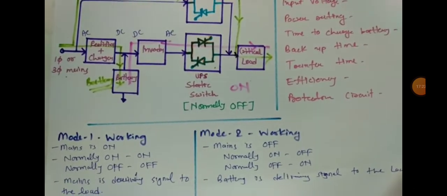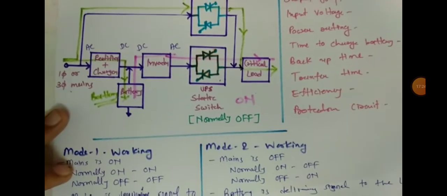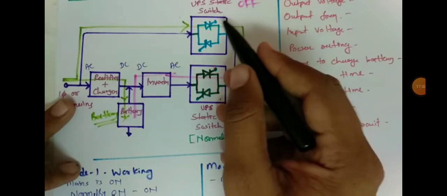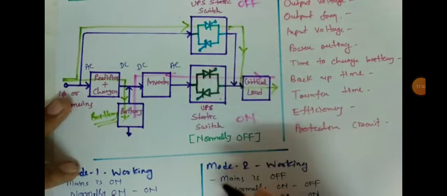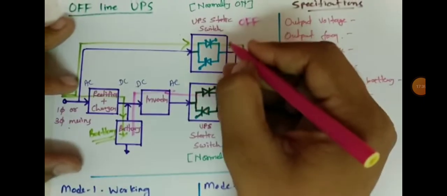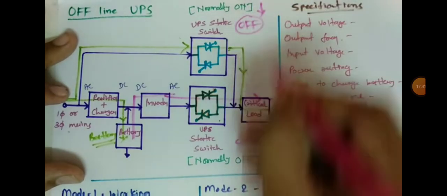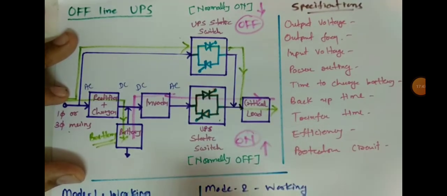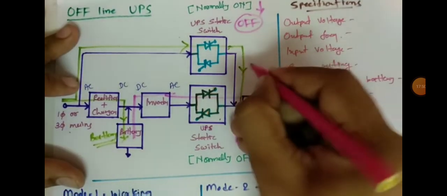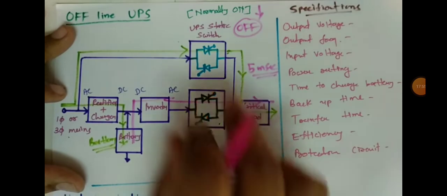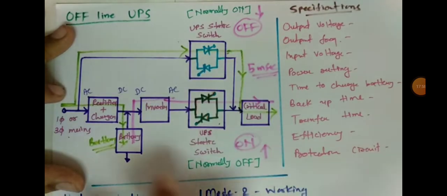But here one thing that we need to see is that when this mains is not available, there is a need of switching of this switch. So that switching takes 5 millisecond amount of time. This switching of on to off and off to on takes 5 millisecond time. So we need to understand that it will be taking 5 millisecond time, and then this battery will be delivering signal to the load.